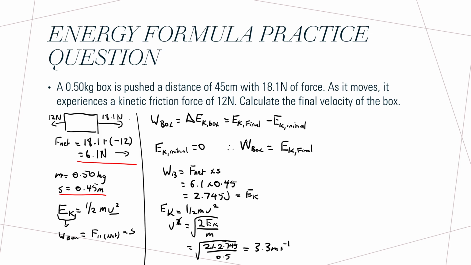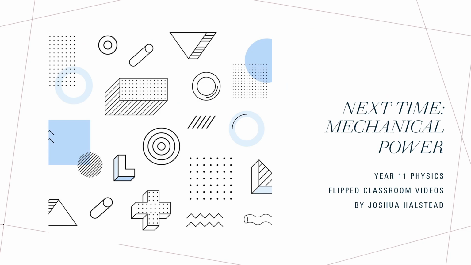Just an interesting side note, with the data that you've actually been given, you could also do this calculation without using the kinetic energy formula. This question can also be solved using F equals ma, and the kinematic equation v squared is equal to u squared plus 2as.